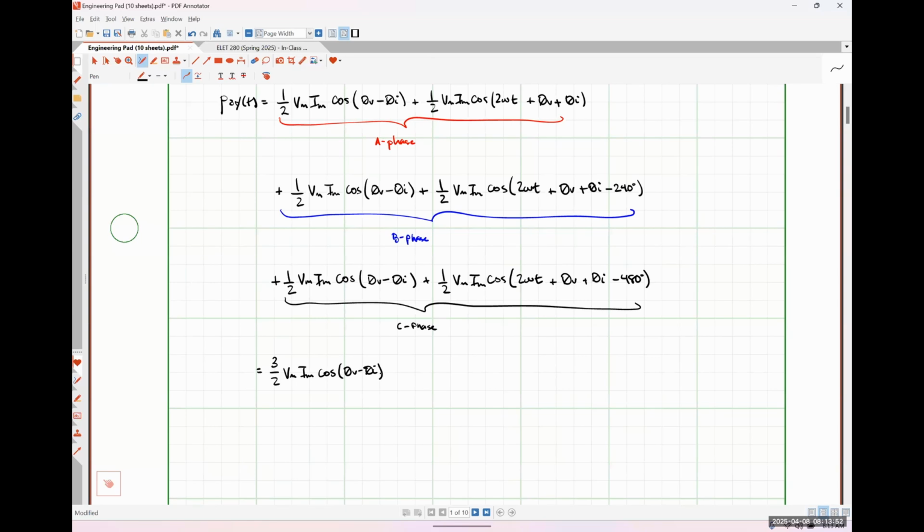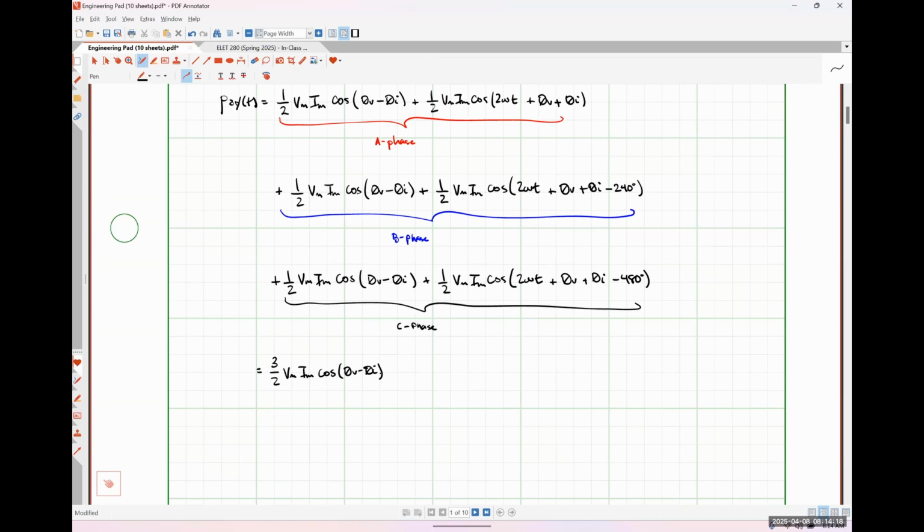And now I have those AC terms. But notice that the AC terms are essentially the same thing, except they are shifted from each other by 240 degrees, right? So the A phase, we have a phase angle of 0. In the B phase, we have a phase angle of negative 240. And the C phase, we have a phase angle of negative 480. So what's going to happen when I add those three second terms together?